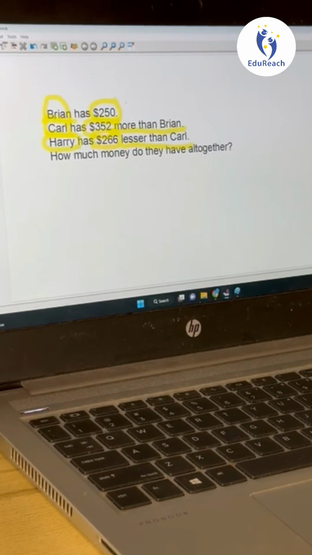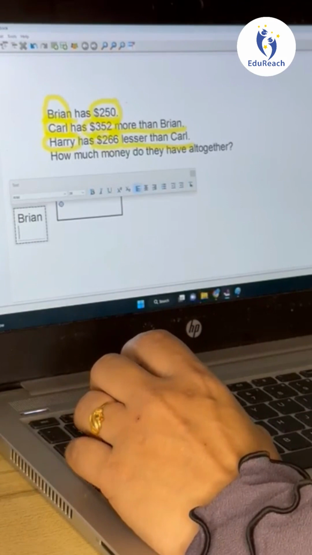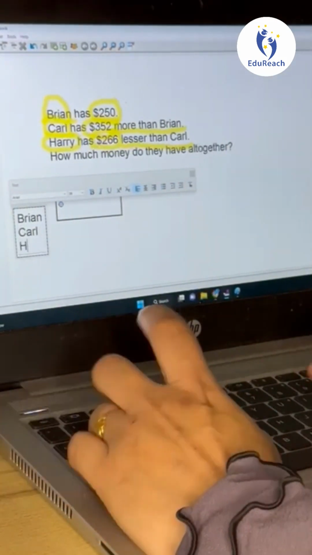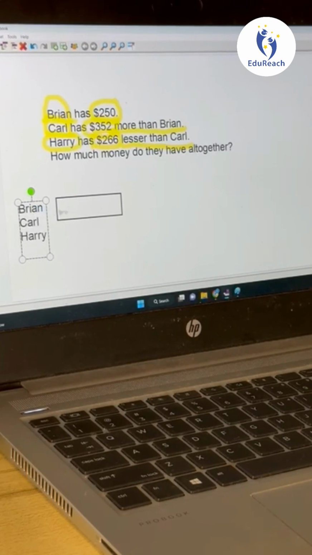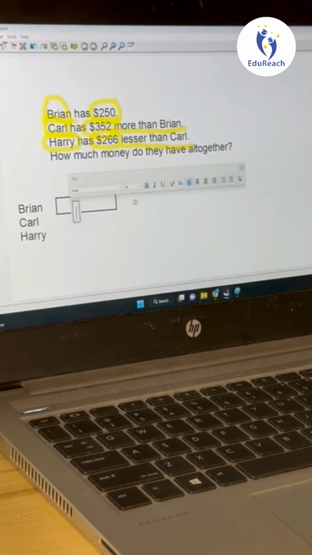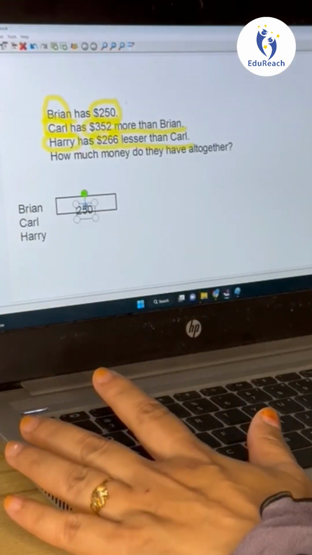Let's do it one by one, okay? So we know Brian has $250. Let's write that first. We know there's Brian here, and then there is a Carl here, and then there's Harry. Let's move them up. This one is typically for Brian. So we know Brian has $250. Let's write it here and bring it up.